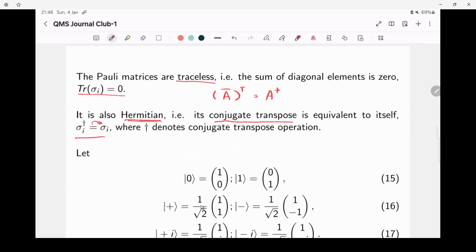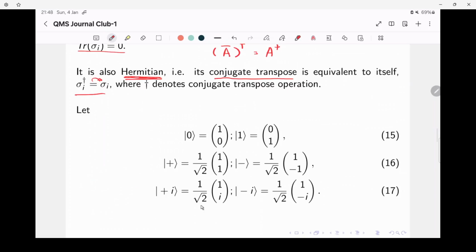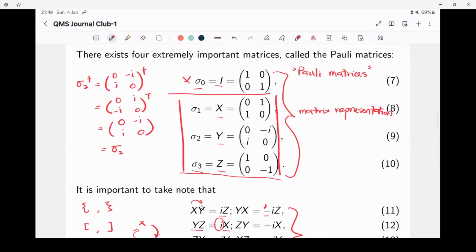So Pauli matrices are also Hermitian. Now, if you already know some fundamental quantum information or quantum mechanics, you probably have seen that we have 3 different sets of bases. The computational basis that I introduced just now. The second one is the plus basis and the minus basis, and the plus i and minus i. These 3 sets of bases actually correspond to the eigenvectors of each of the Pauli matrices.